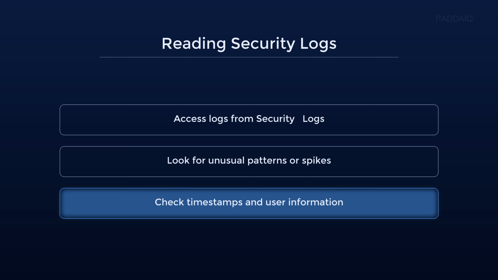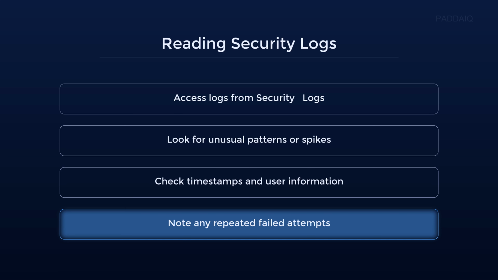Check timestamps and user information. This means noting when an event occurred and who was involved. For instance, if a sales report is modified, you'd look at the exact time and the user ID of who made the change. This basic step is essential for tracing any security incident accurately.